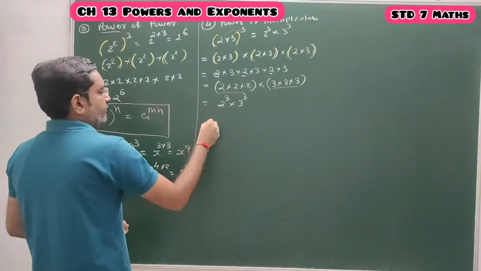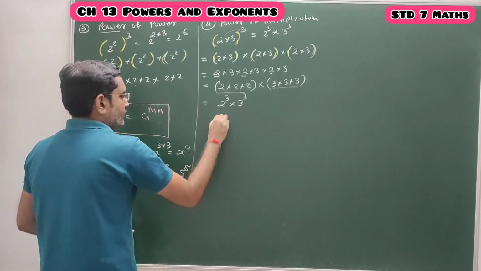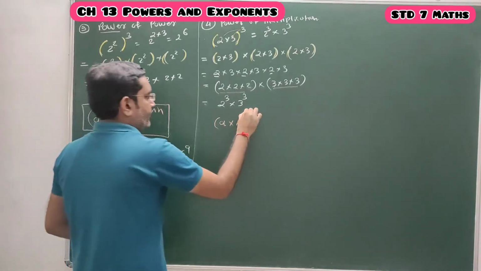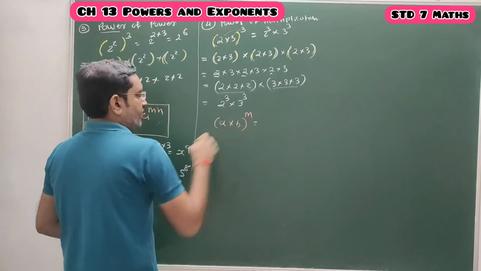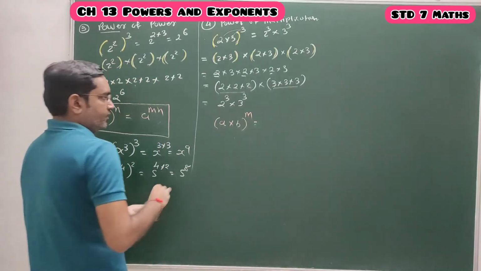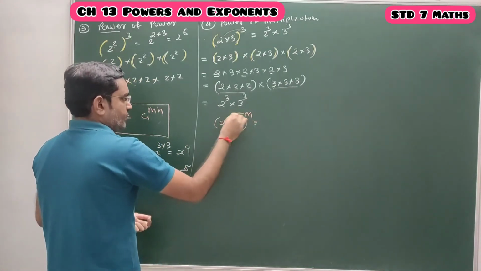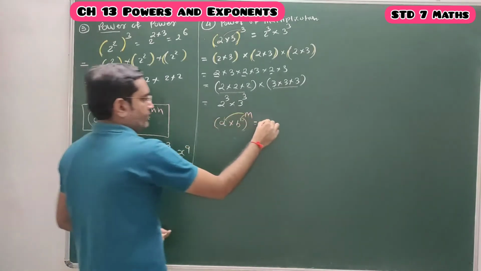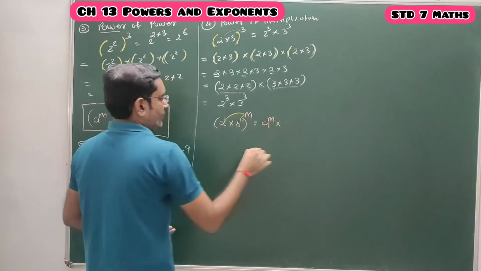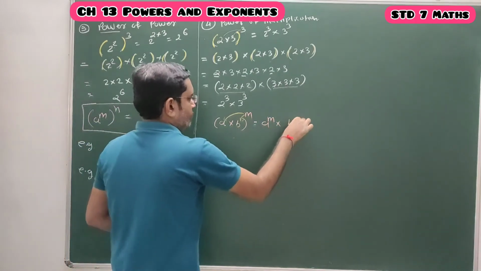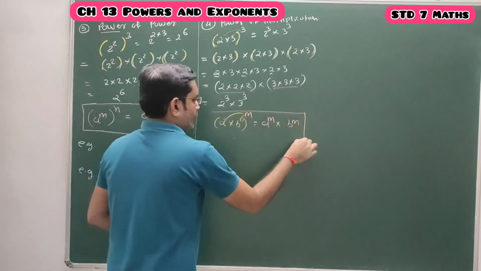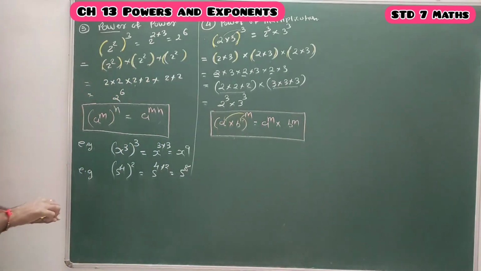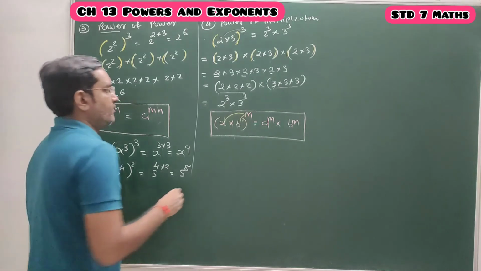So now we'll remember this law as: if you are given a multiplied by b, a multiplication, whose power is m, so it's a power of multiplication. So this power m can be applied to this a as well as this b. So that is equal to a raised to m multiplied by b raised to m. So this law is nothing but the fourth law of exponent, that is power of multiplication. Clear, students?